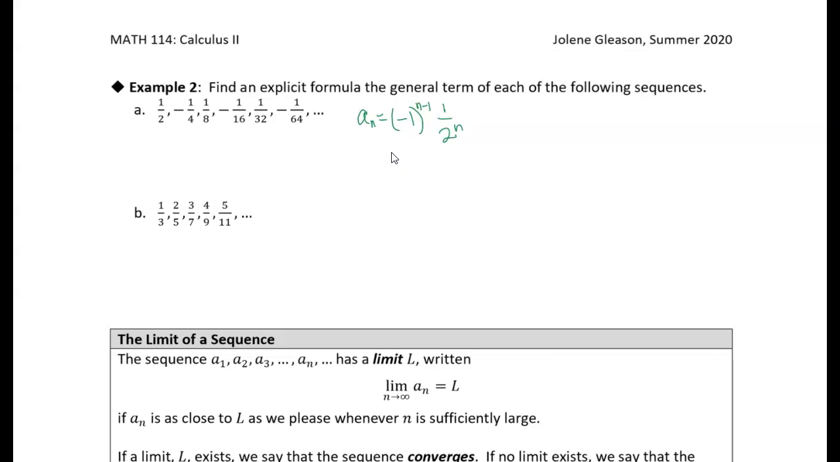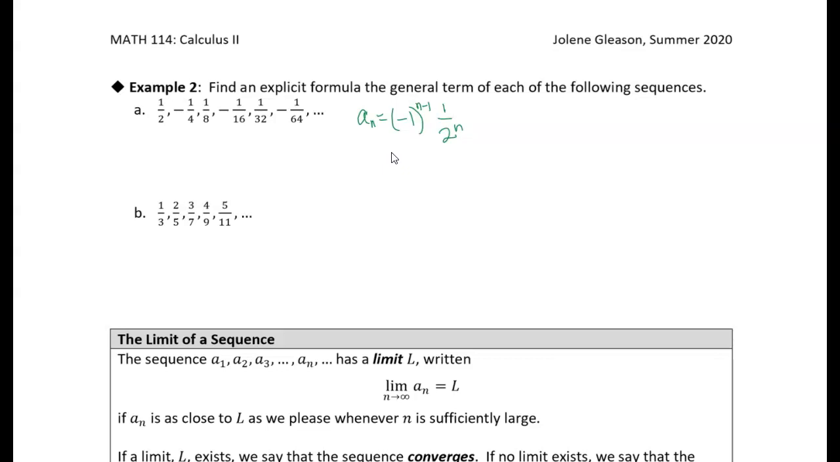Now we could also write this as -1 to the n plus 1 if we wanted to. We just need it to be offset. So if the term number is odd, then we want the power of -1 to be even, so that we get a positive number. All right, so that takes care of that one.